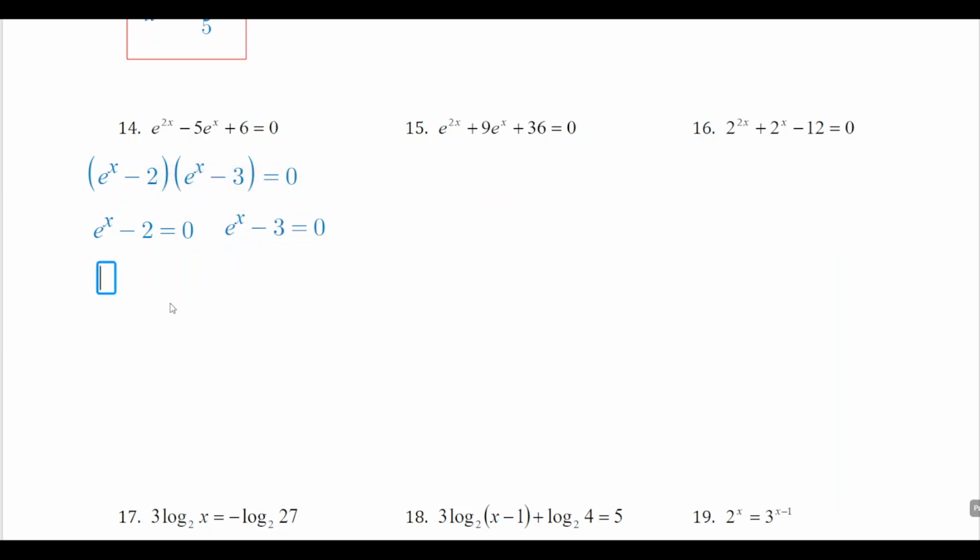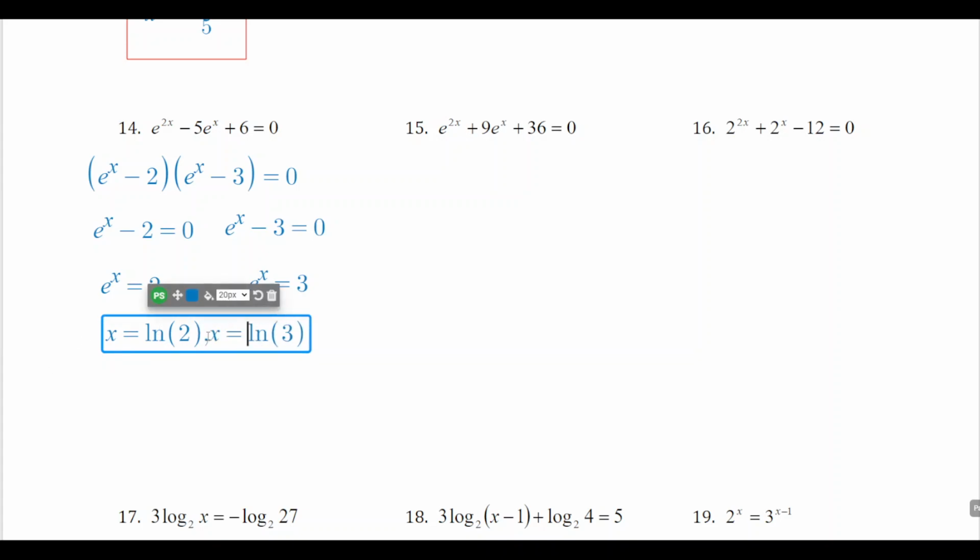And then we'll solve each one of these individually. We'll get e to the x equals 2 and e to the x equals 3. So my solutions will be the natural log, and we'll get these solutions by using the inverse property, but we'll have the natural log of 2 and the natural log of 3. We can't simplify either one of those anymore, so that's it. Those are our solutions. Now, our work for 15 and 16 is going to be very similar.